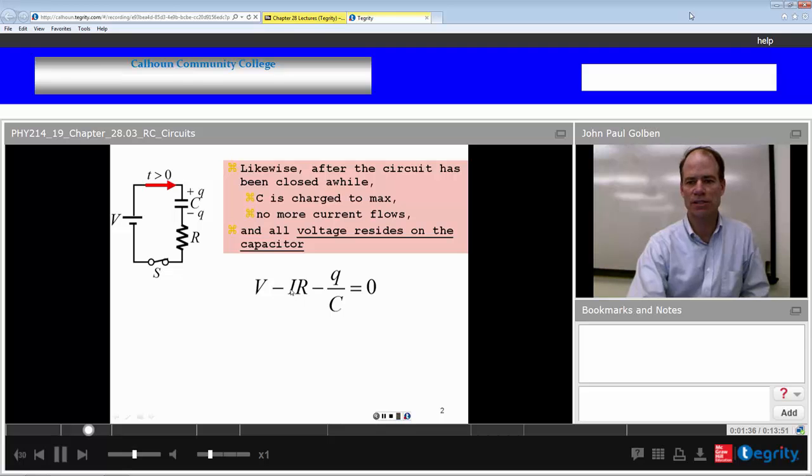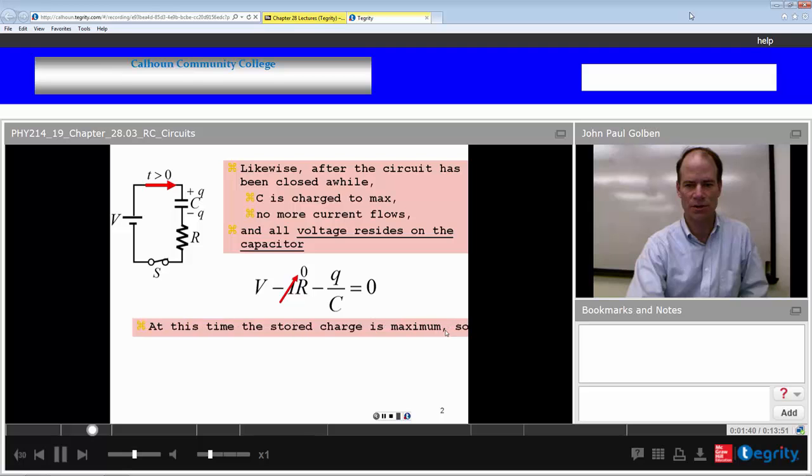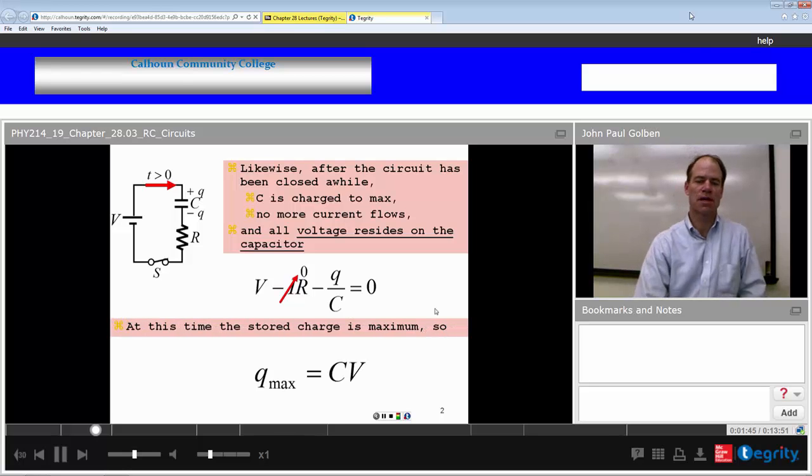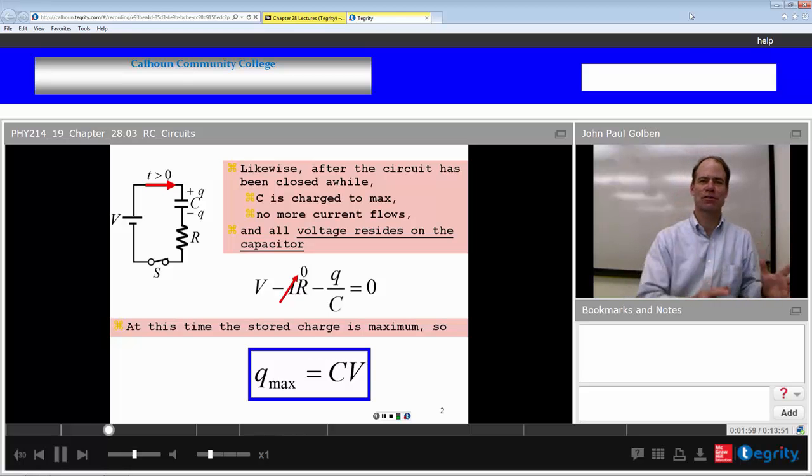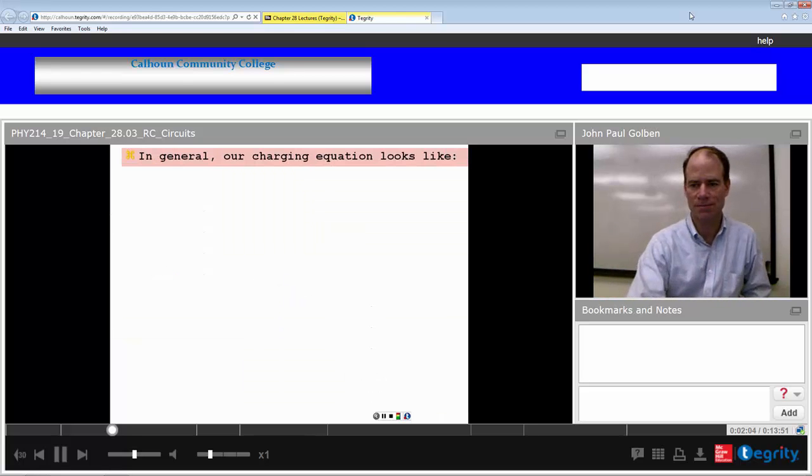Taking our equation at this moment, the current through the circuit would be 0, and after the switch has been closed a long time, we'll have our maximum charge on the capacitor, which would be equal to the capacitance times the voltage of the battery. So these are our limits as far as when we first close the switch and when the switch has been closed a very long time.